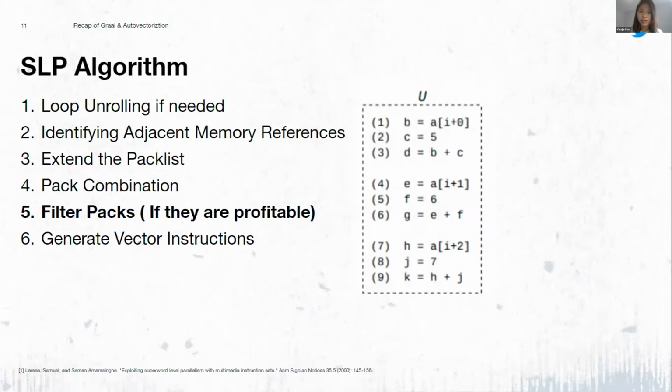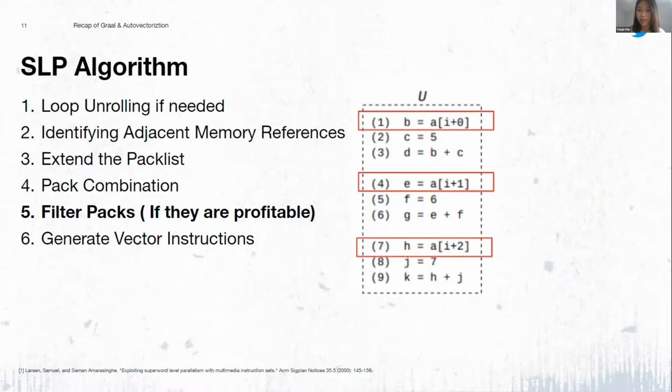So what's the SLP algorithm? I'll use a simple example from the paper to go through this. The SLP algorithm will first unroll the loop if needed, and this region of code has already been unrolled. The next step is to identify adjacent memory references. In this example, instructions 1, 4, and 7 are accessing the same array A by index I, I plus 1, and I plus 2.